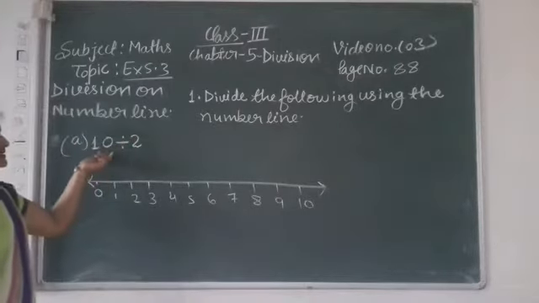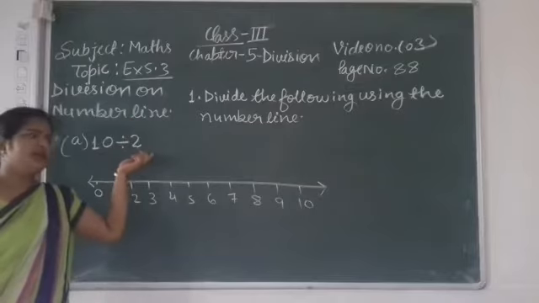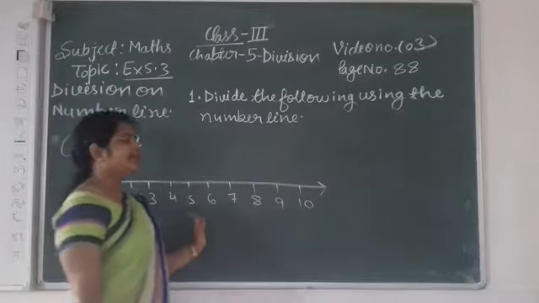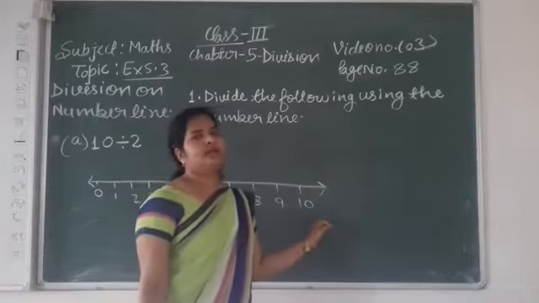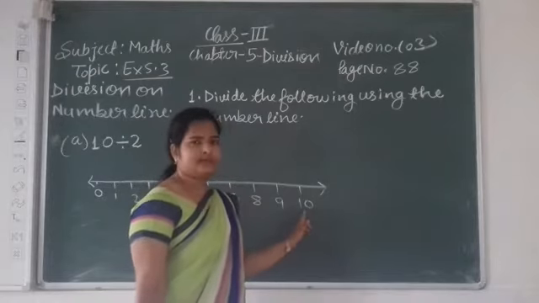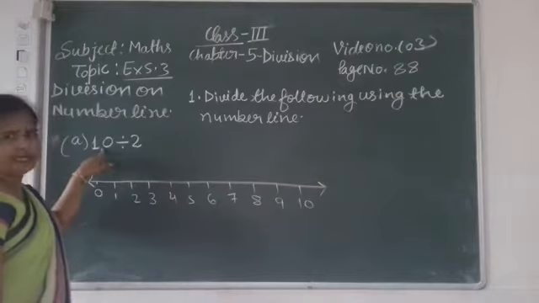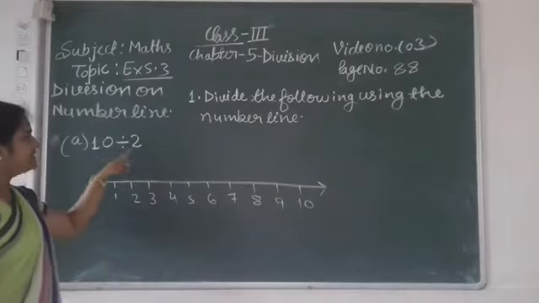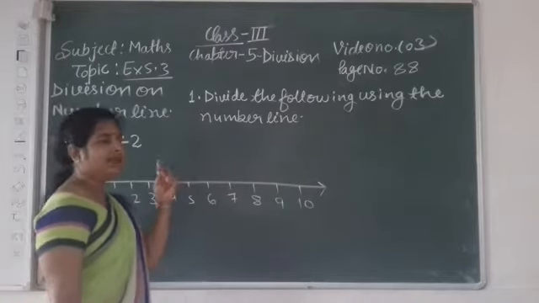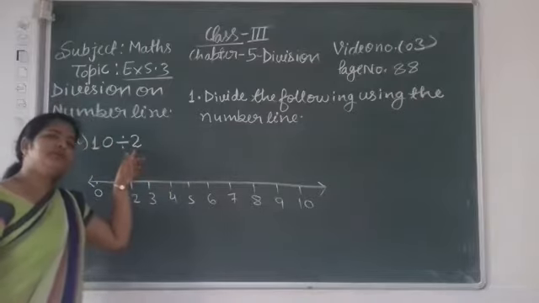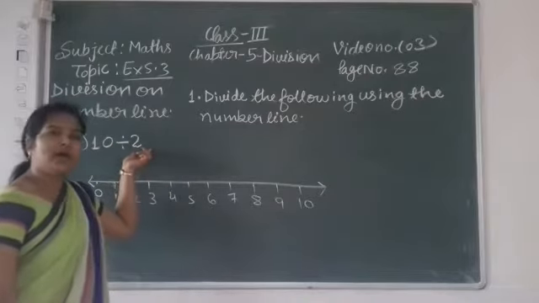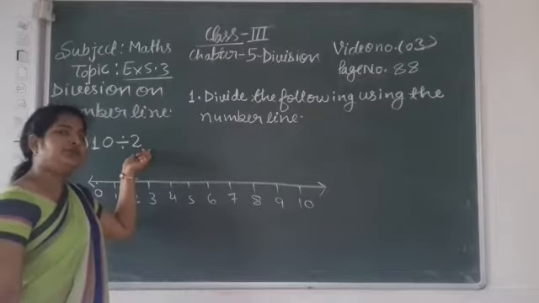So to divide 10 by 2 on a number line, first I need to draw a number line at least till 10 because our first number is 10. Then we will jump back and we will take steps of 2, meaning the size of our jump will be 2.